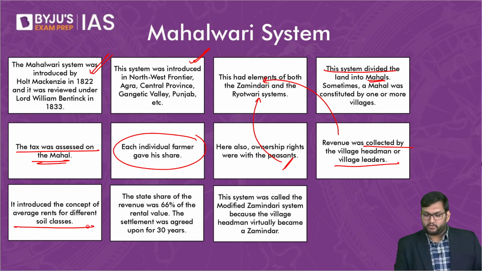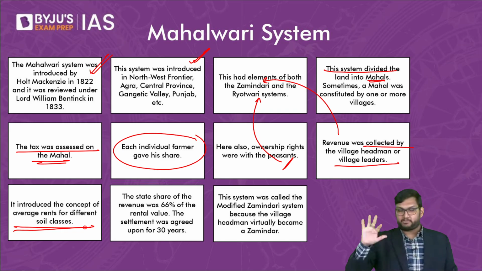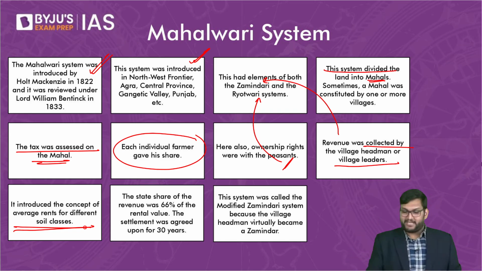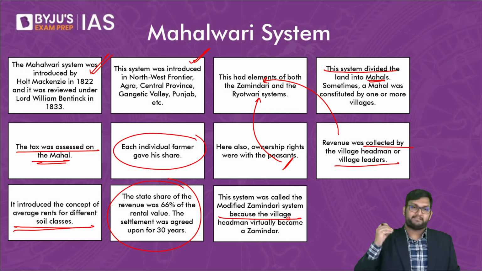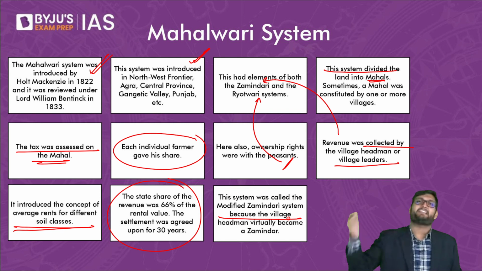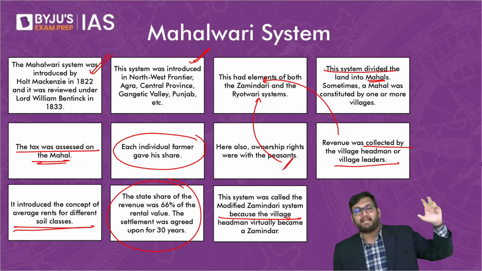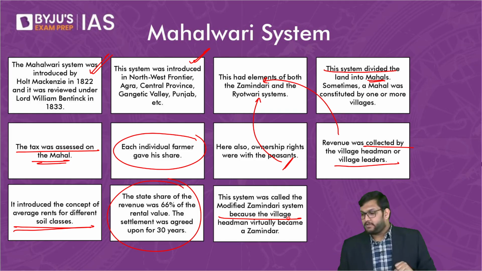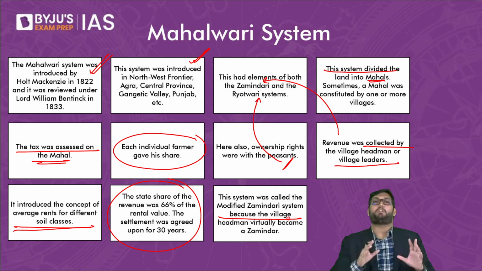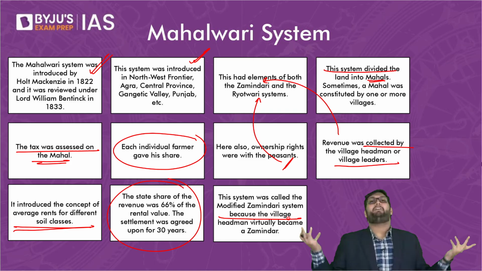This introduced the concept of average rent based on soil type. The state share was 66%, fixed for 30 years. And this system was also called modified zamindari because the headman itself became a zamindar. So the peasant owns, but the headman extracts. And this is why this system was also plagued by the same problem, over assessment.